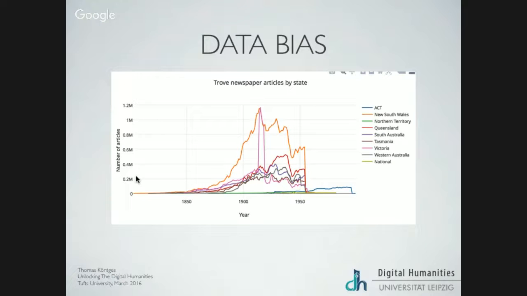Here we have the visualization of the Trove newspaper articles by state, and we see that they peaked in the First World War. Some researchers might see this data and say, well, of course it peaked in the First World War because life was more interesting back then, more things were written. That's of course wrong. What we have in this data is a collection bias. 100 years ago, First World War: where does the money for digitization go? Everything that has something to do with the First World War. We can see that directly in our data collection, always. So we have data collection bias.